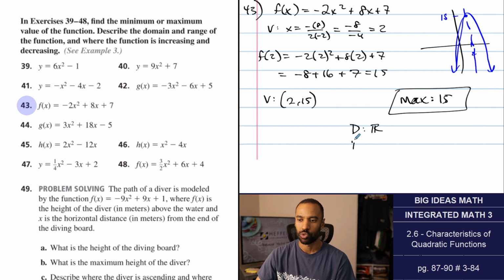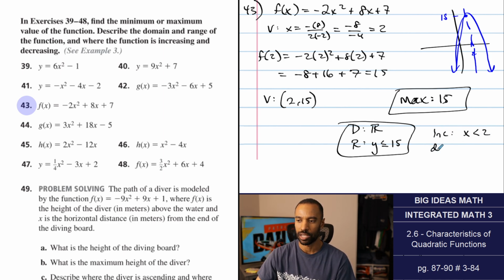Domain, all real numbers. Range, y is less than or equal to 15. And it increases all the way up till when x equals 2. So when x is less than 2, we're increasing. We're decreasing when x is greater than 2.